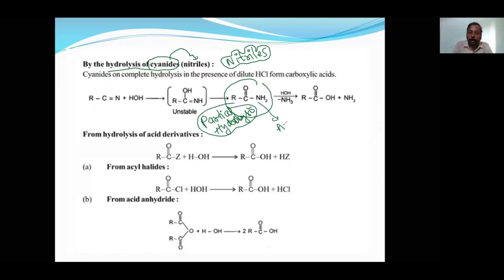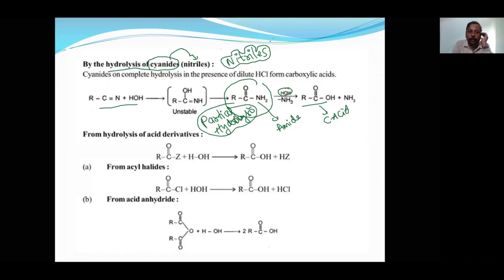What is the functional group here? Amide is produced. Again, you will use one more water molecule. Then we are getting the carboxylic acid. So cyanides on 2 times hydrolysis. How many times? 2 times. If you hydrolyze only once, you will get the amide. But if you hydrolyze 2 times, then only you will get the carboxylic acid. Now let us see the mechanism part on the whiteboard.